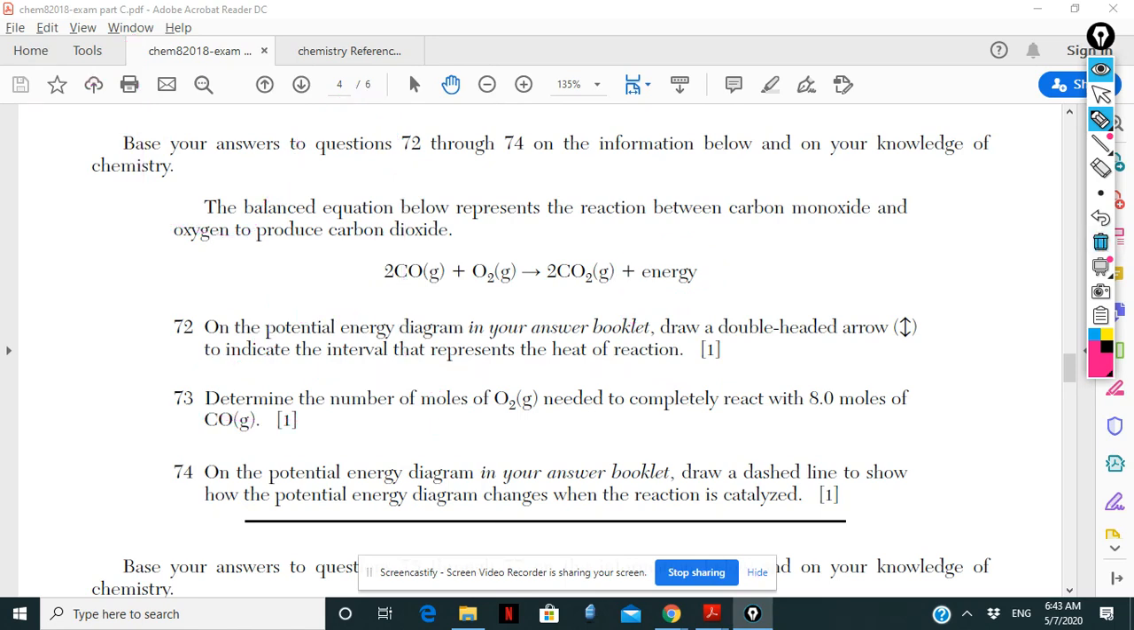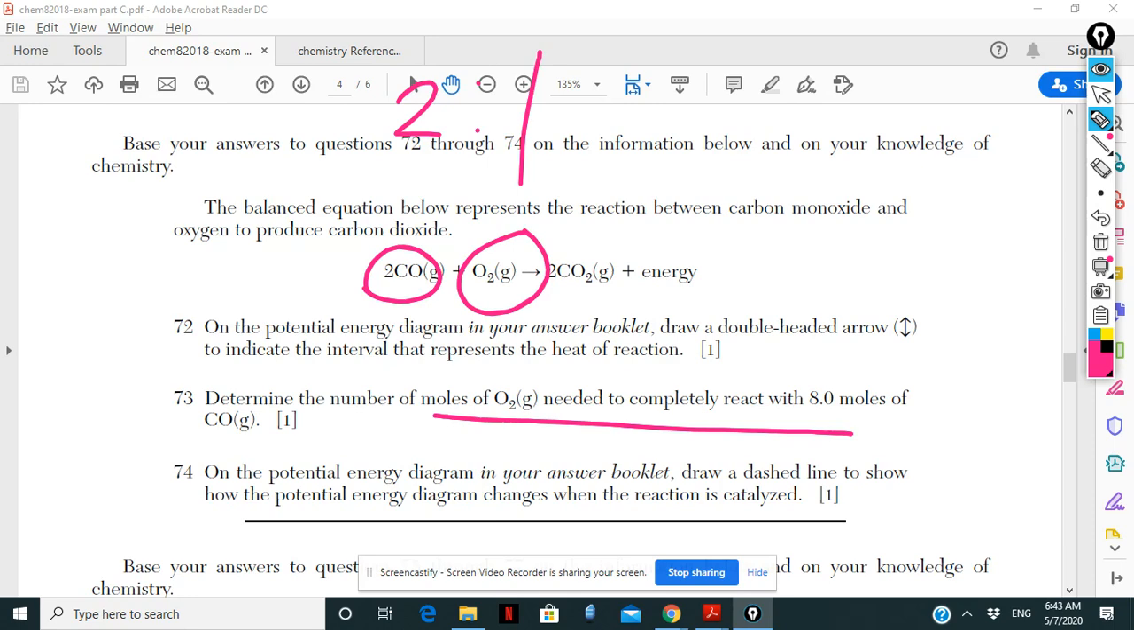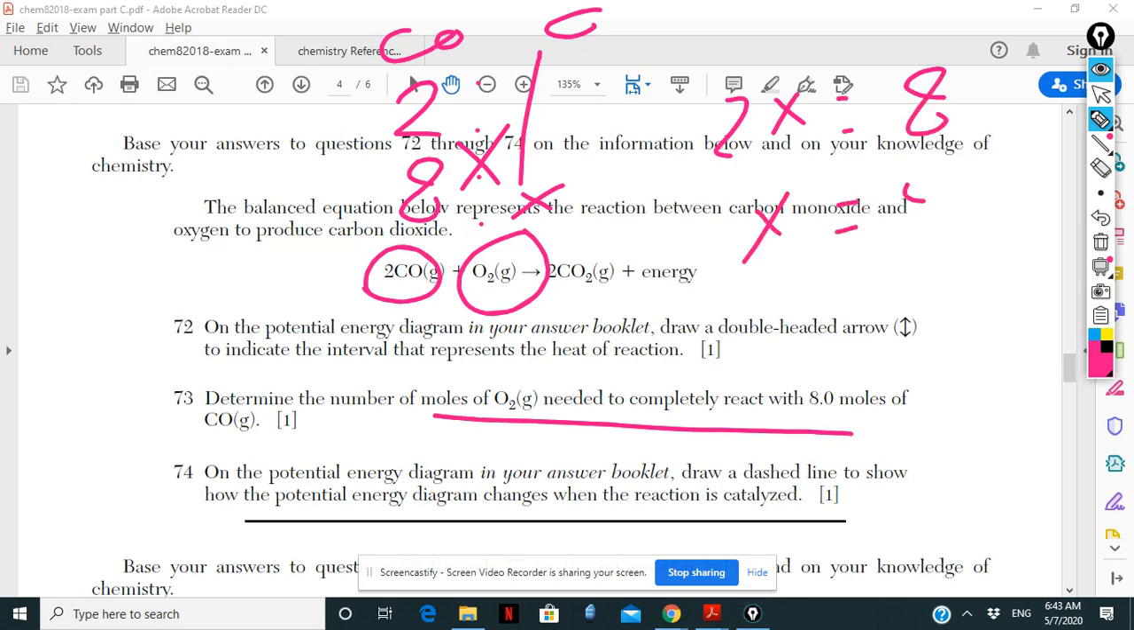Determine the number of moles. That's stoichiometry. We react carbon monoxide, so we need oxygen and carbon monoxide. Carbon dioxide is 2, while oxygen is 1, so the ratio is 2 to 1. Now he said we have 8 moles of carbon monoxide, and here's what's missing. I do the cross multiplication: 2x equals 8, so x equals 4. So we are going to have 4 moles of oxygen react.